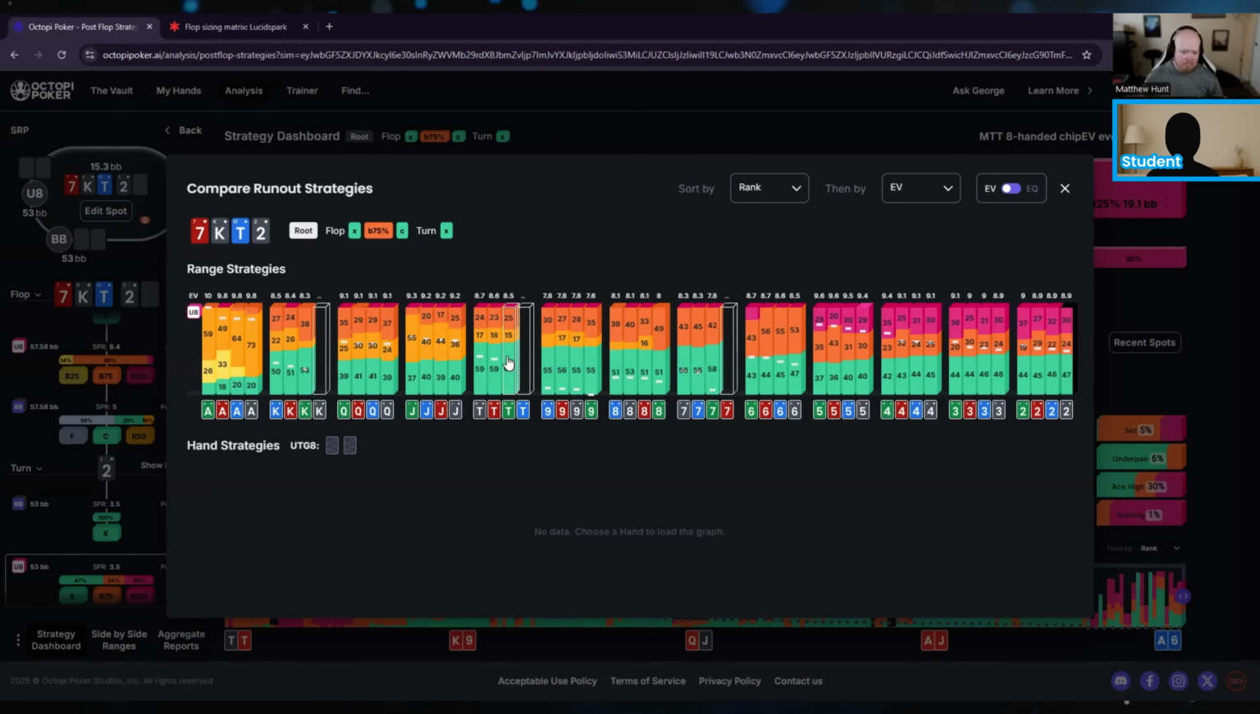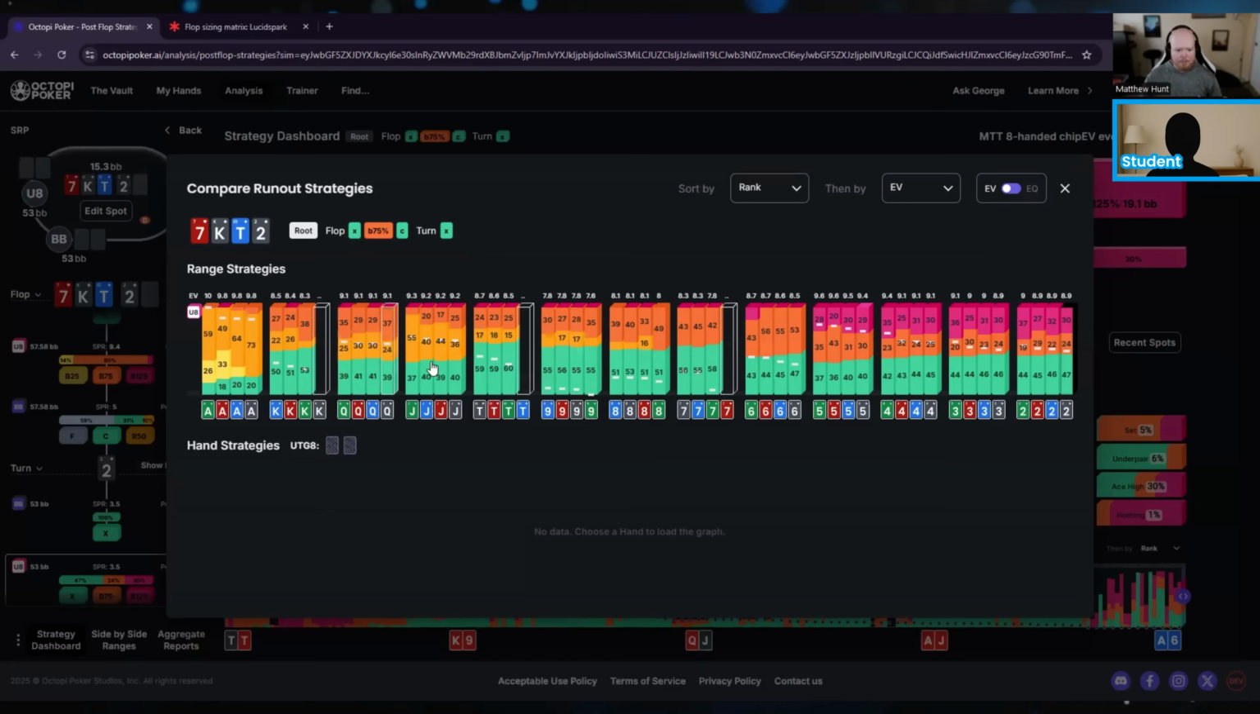A 10 is a card where they do improve to trips quite a bit, so they don't have as many weak hands. We're not betting as often, but when we do bet, you're betting a kind of medium to largish size.